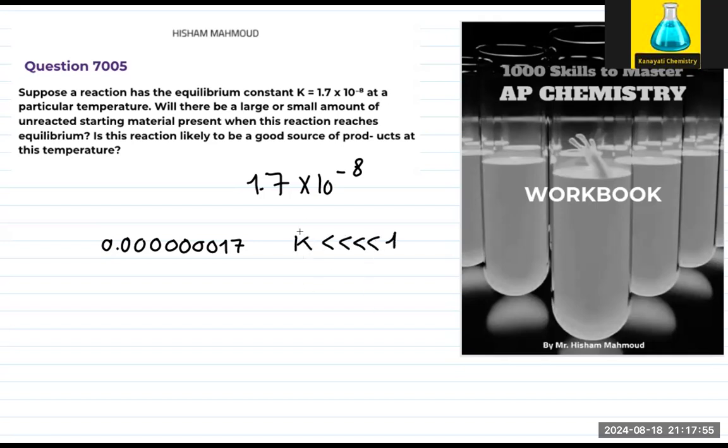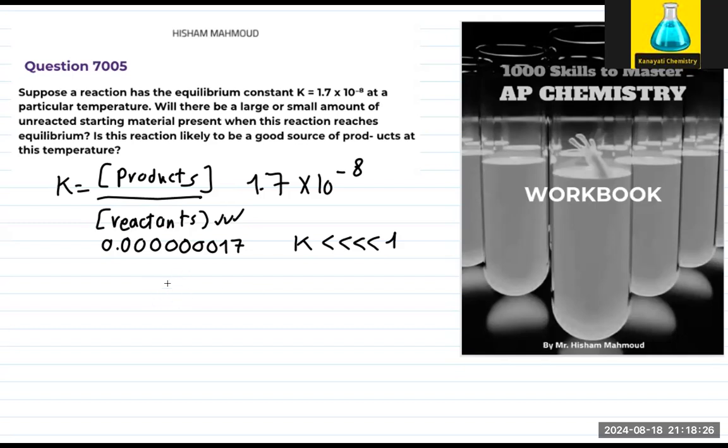this indicates that there is a very large concentration of reactants compared to products, because K is equal to the products' concentration over the reactants' concentration. This means that the reactants' concentration is much, much bigger than the products, and a reaction which has a very small K like that is a very poor source of the products. If you want the products, it will be very difficult to get them because there is a much higher concentration of the reactants.